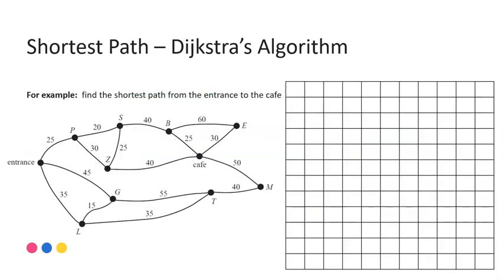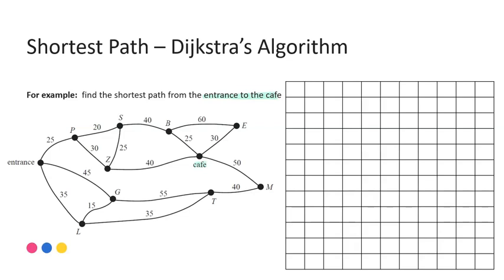I'm going to run through another example here. So this one looks a lot more complicated because it's bigger. It has more vertices. So again, you can do it by inspection, but the purpose of this is just to show you another example of Dijkstra's algorithm. So here we're finding the shortest path, again, from the entrance to the cafe.